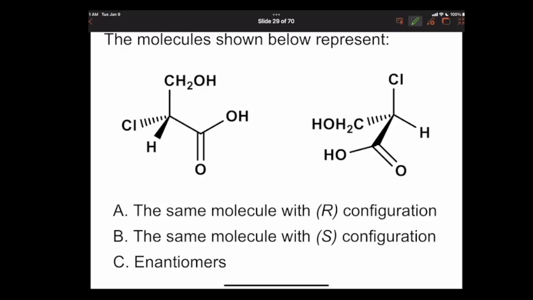Again, that's why RS notation is your best friend. It doesn't matter how it's drawn. If you can nail what the RS notation is, you will never be fooled. So what are these?